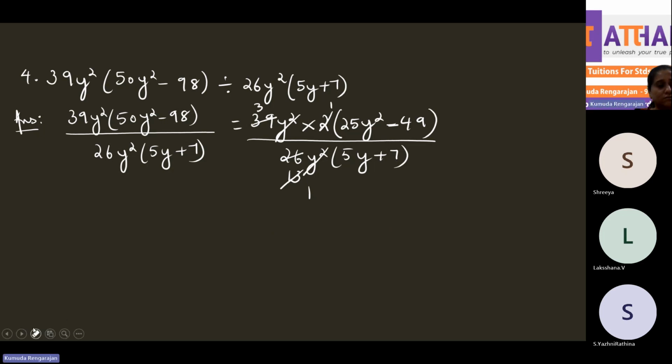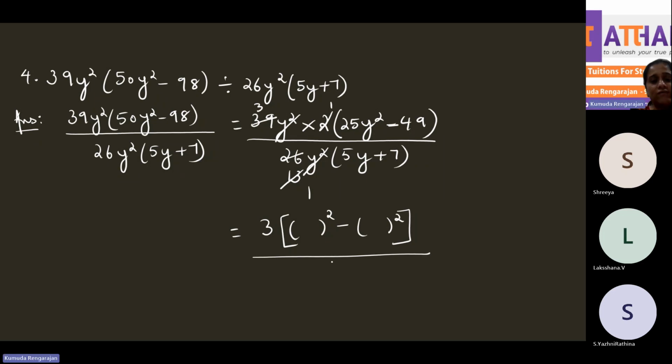Writing the same thing again. Write the leftover in the numerator: 3, that's it. 3 remains in the numerator. Open a square bracket. Within that, something the whole square minus something the whole square, divided by 5y plus 7. So 25y square: 25 is 5 square, y square is y the whole square, and 49 is 7 squared.